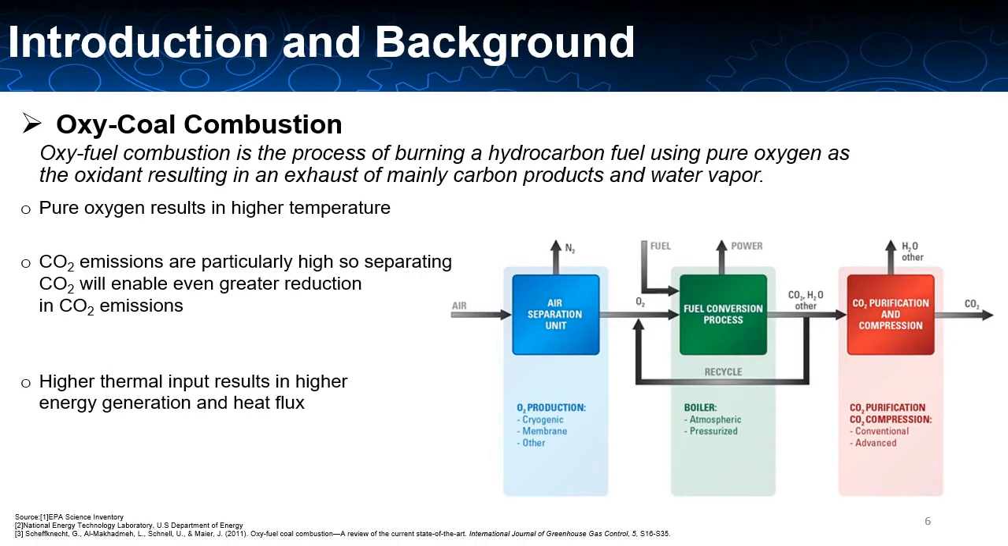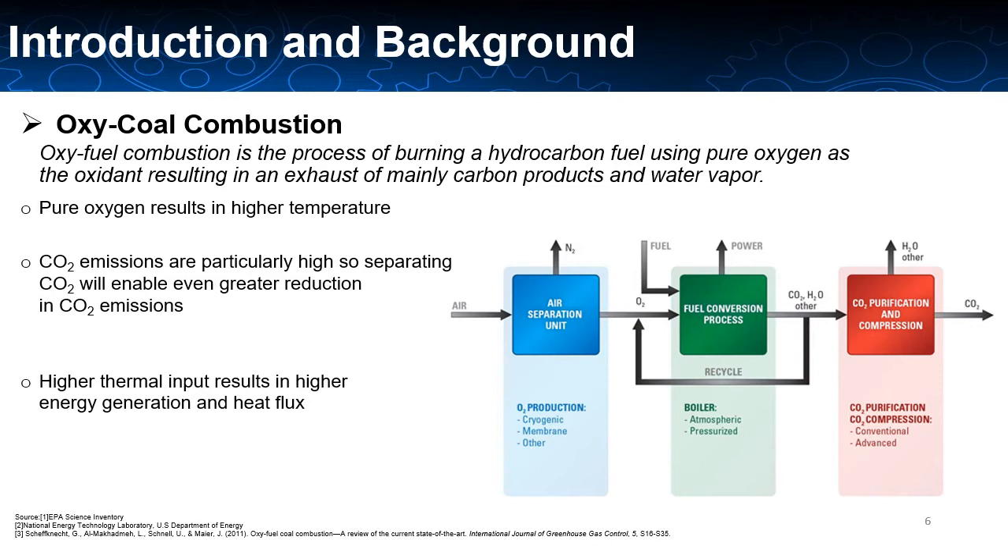So the very first thing that I should talk about briefly is the Oxy-Coal combustion itself. In Oxy-Coal combustion, pure oxygen is used to burn coal instead of air, which is used in the conventional combustion process. And that pure oxygen increases the combustion temperature, so we can have a higher efficiency.